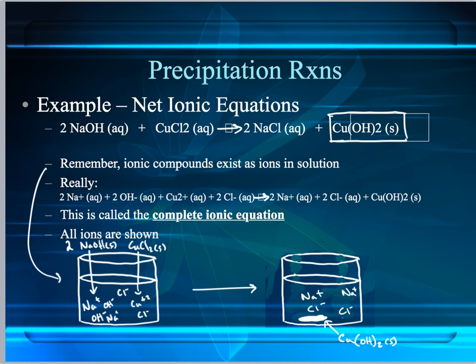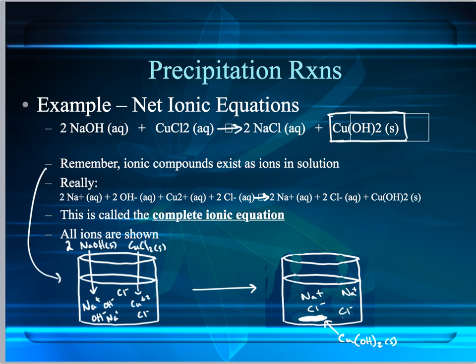Okay, so using that same idea, here is this equation: 2 sodium hydroxide, which is aqueous, plus 1 aqueous copper(II) chloride, yielding 2 aqueous sodium chloride and solid copper(II) hydroxide. This is the reaction we're going to look at. This one, Cu(OH)2, which is a solid, is our precipitate.